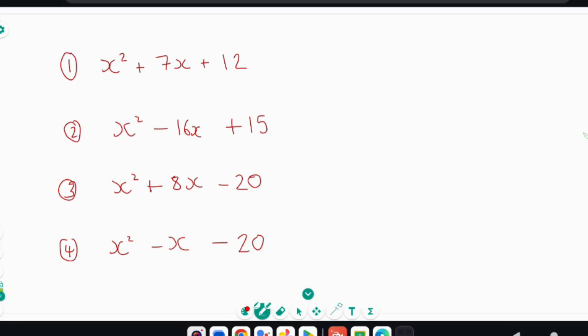Okay, let me kind of explain that from the beginning with these four expressions. So with this one, we're looking for two numbers that multiply to give 12, the constant term, and add to give 7, the coefficient of your x. What are they? Well, look at the factor pairs for 12 first. 1 times 12 is 12, 3 times 4 is 12, 2 times 6 is 12. Which of those pairs add to give 7? It's 3 and 4. So the answer is x add 3 and x add 4.